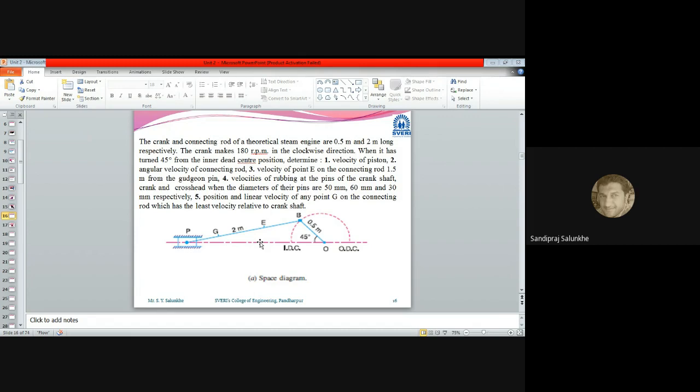So the velocity of point E, that we have to find out as linear velocity on the connecting rod, which is at 1.5 meter from the gudgeon pin. Now gudgeon pin is the pin where the piston is connected to the connecting rod. That is called the gudgeon pin. So 1.5 meter from the gudgeon pin, we have to locate one point and calculate the velocity, that is the linear velocity of that point.